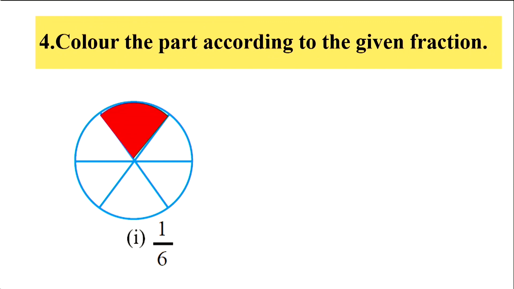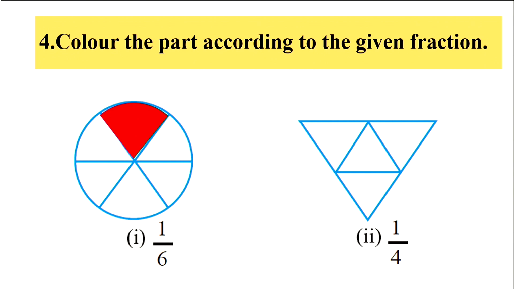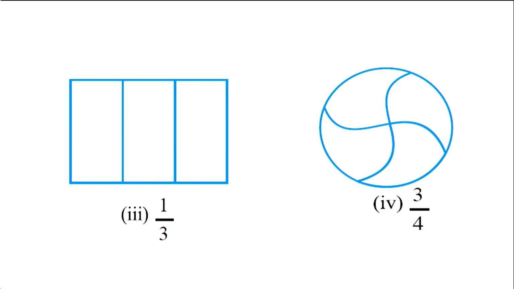So, now I am shading it, you are seeing it. So, this shading represents 1/6. Similarly, here the triangle is divided into 4 equal parts and we have to shade any one part of the triangle. So, therefore, we are getting the diagram like this. Are you following it? Very good. Now, come to the next diagram. Here in this case, you have to shade one part out of 3 divisions or 3 parts. We can shade like this.